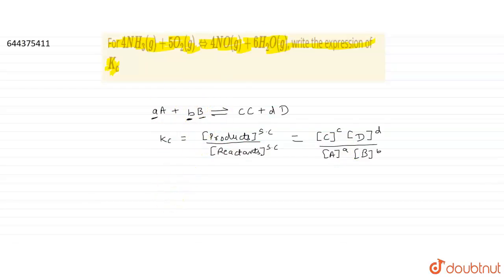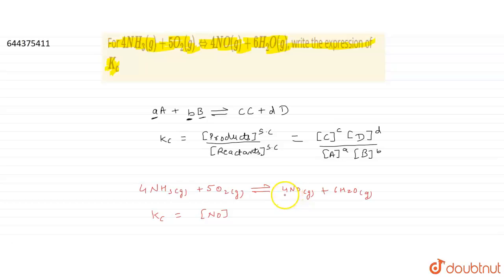Now we have a reaction like this. We have 4NH3 gaseous plus 5O2 gaseous equilibrium 4NO gaseous plus 6H2O gaseous. Now we have to write the expression for equilibrium constant Kc for this. So Kc will be equals to concentration of products to the power stoichiometric coefficient divided by concentration of reactants to the power stoichiometric coefficient. We have products NO and H2O, so Kc will be equals to concentration of NO to the power stoichiometric coefficient of NO.